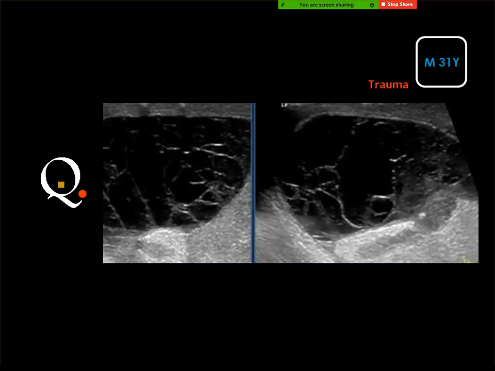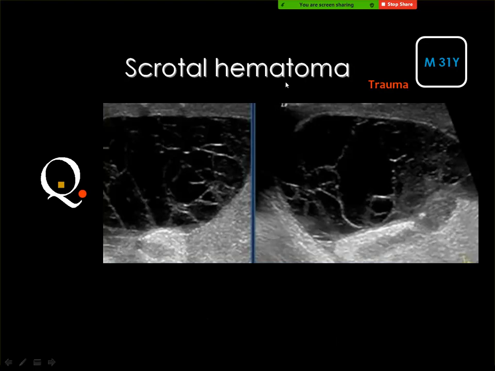This is the scrotum. Hematoma. Yes, hematocele. And this is scrotal hematoma, the only collection which contains internal septation. And this differentiates the hematoma, even without the history, from the simple hydrocele or pyocele or others.